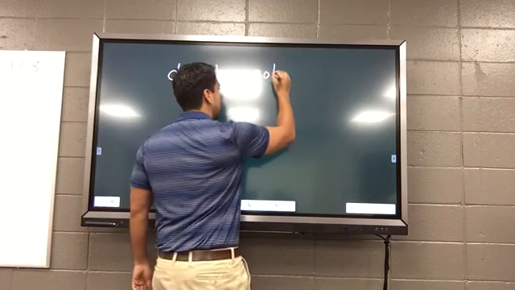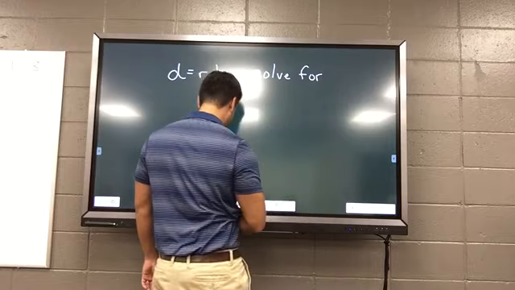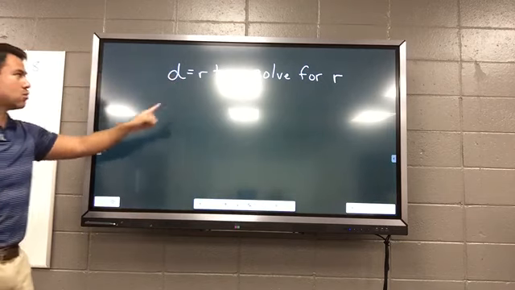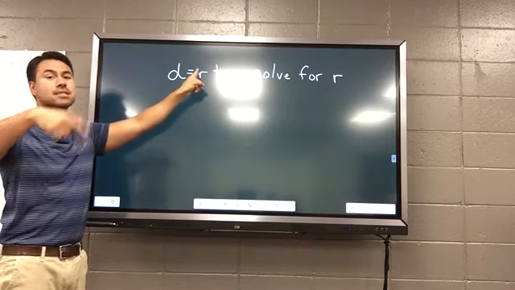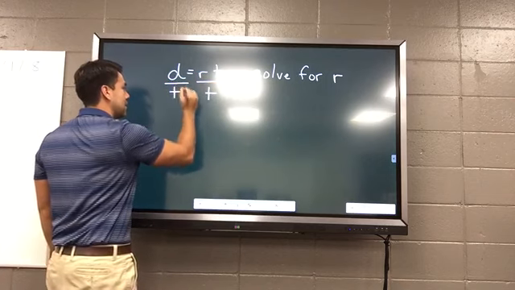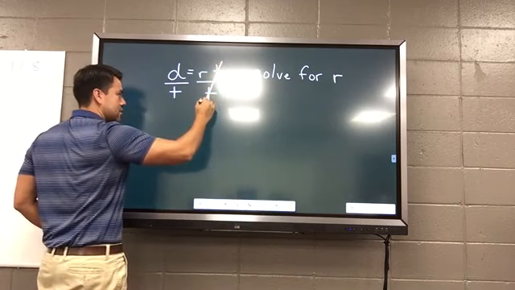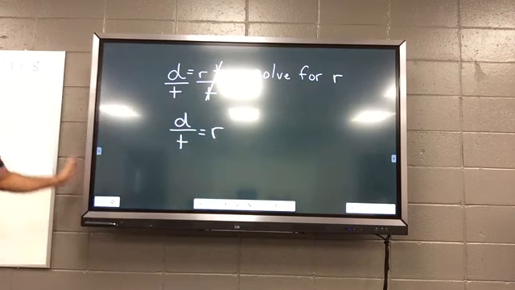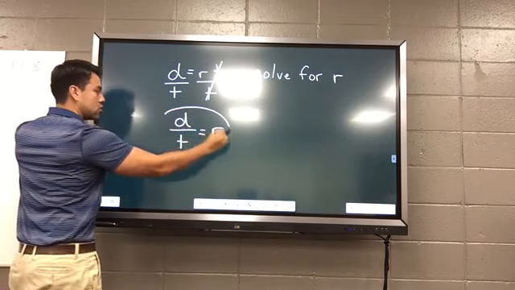So here I'm going to put solve for R. Okay, I want to get R by itself, so this is the process I go through. What's happening to R? It's being multiplied by T. What undoes that multiplication of T? I'm going to divide both sides by T. Both sides get divided by T. And what happens to these T's? I'm left with D over T equals R. So is R by itself? So I did solve for R, and now I get this equation right here.